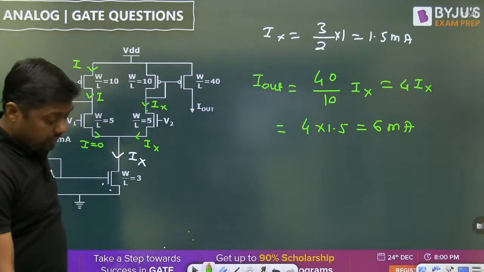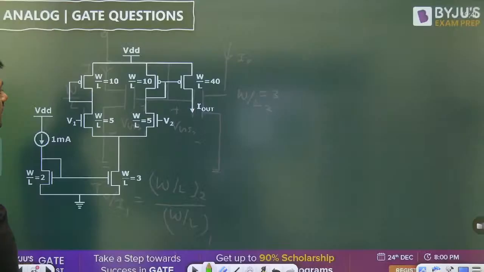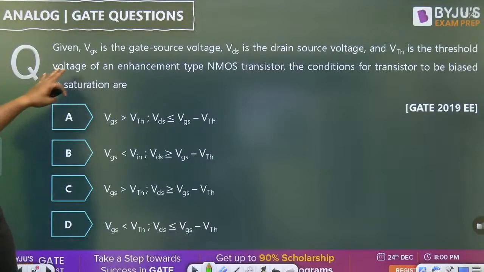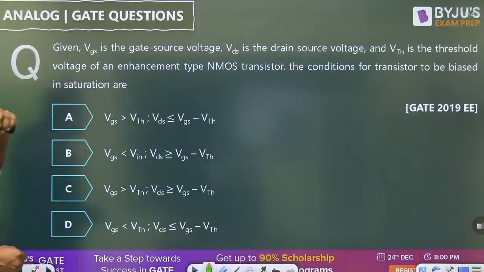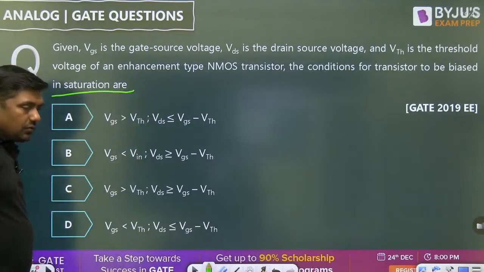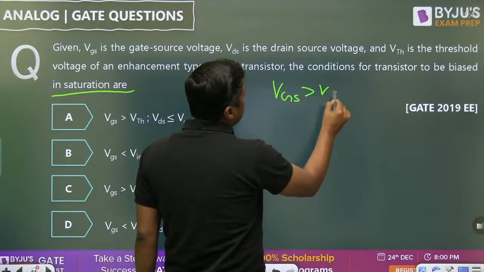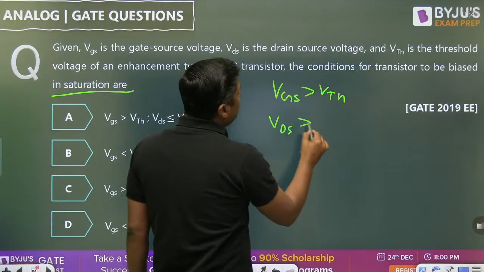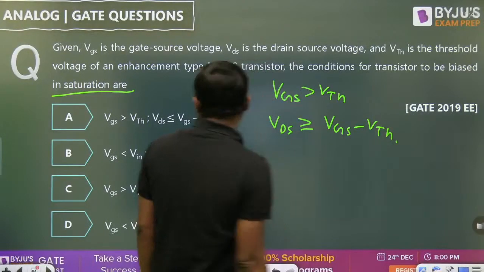So last year again, we are getting the question from this current mirror circuit. Next one. Now, it is in electrical engineering in 2019. What is the question? VGS is the gate to source voltage, VDS is the drain to source voltage, VTH is the threshold voltage of enhancement type MOSFET, the condition for the transistor to be biased in saturation. Here for saturation, it should not be in cutoff. So VGS should be greater than what? VTH, and VDS should be greater than or equal to what? VGS minus VTH. That is the condition.